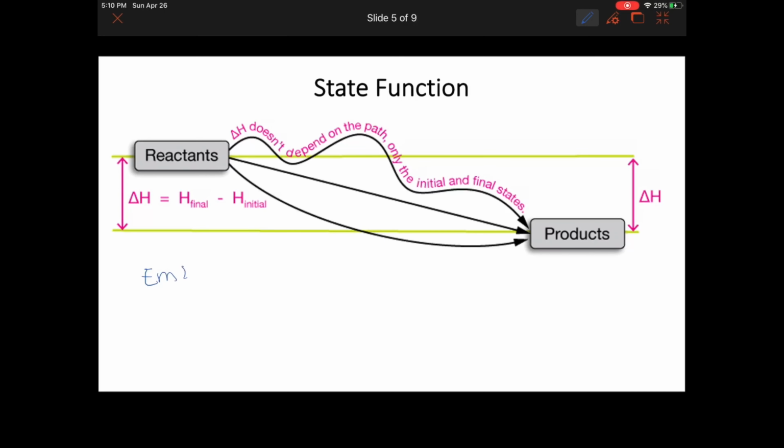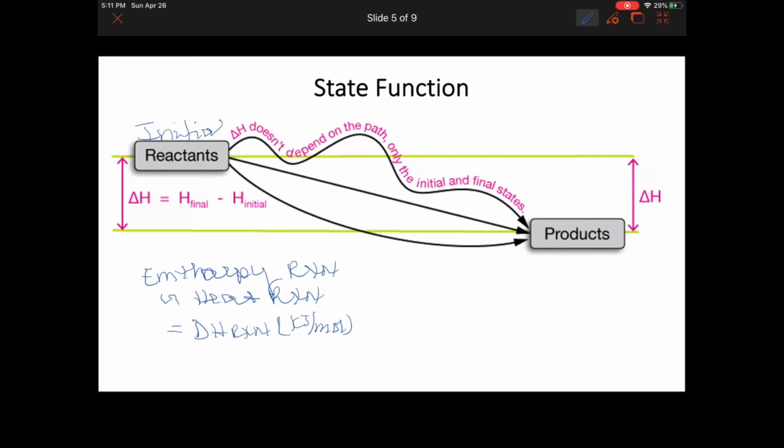The thermal energy transferred in a balanced chemical reaction that is carried out at constant pressure is called the enthalpy of the reaction, or the heat of the reaction, and its symbol is delta H reaction, and its units are kilojoules per mole. Enthalpy is a state function, meaning that the enthalpy change of a reaction is independent of its path and depends only on the initial and final states of the reactants and products.